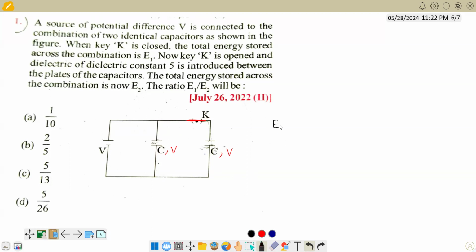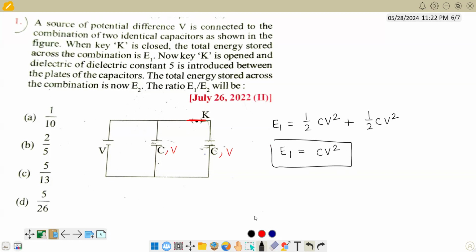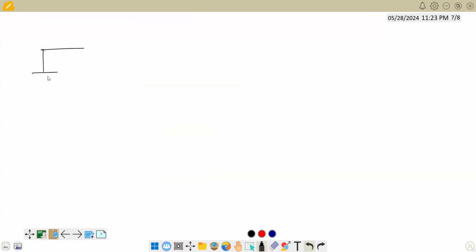We can write E1 equals half CV square, the energy due to the first capacitor, plus half CV square. So we get the energy of the first case as CV square. Now, once we understood this, key K is opened and a dielectric of K is introduced. So remember that the new situation is like this.